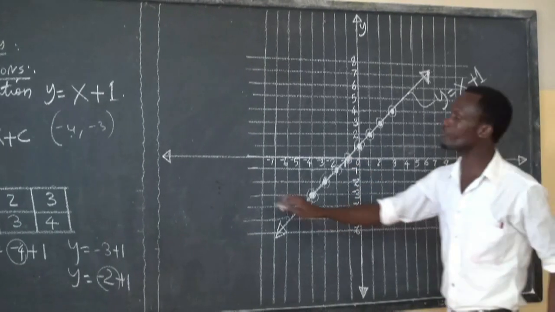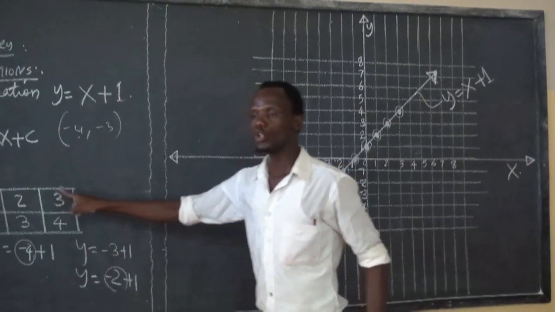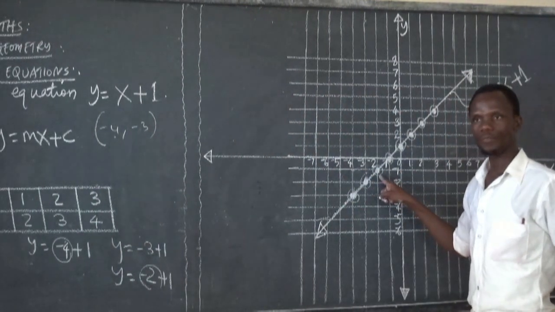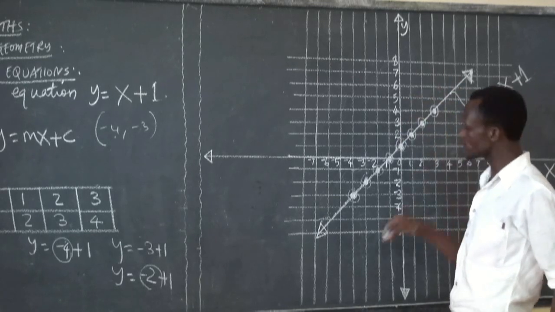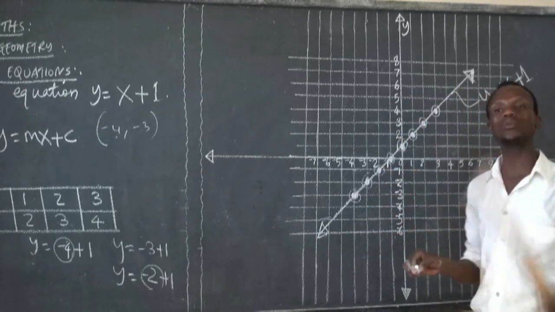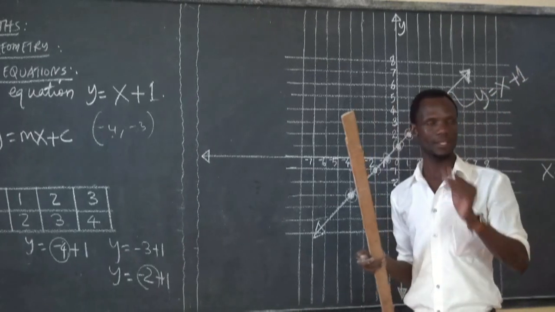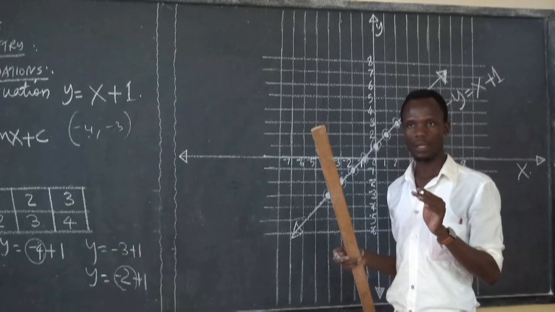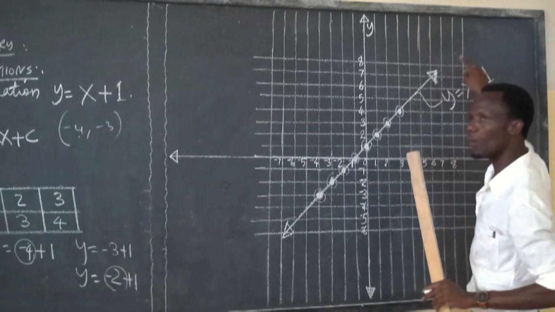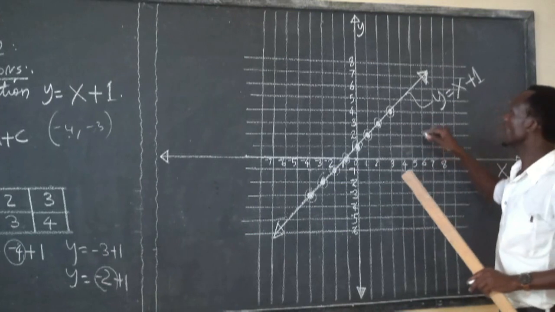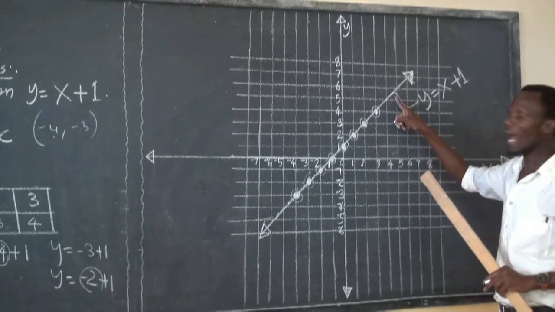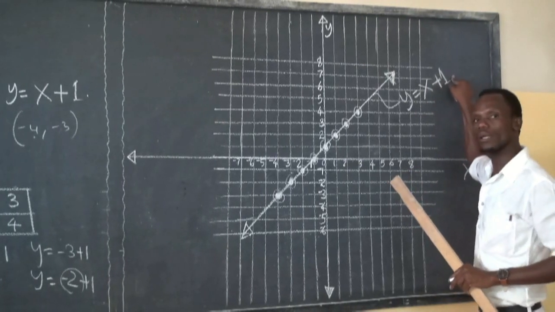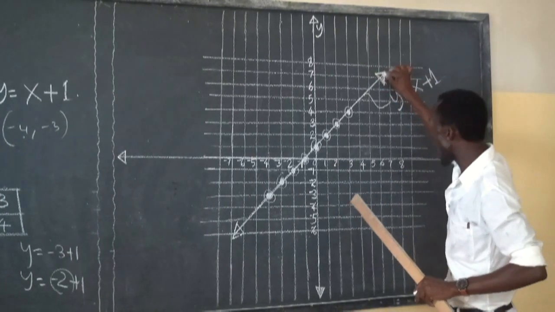Now, after you have located these points, every point is located in your graph. After you have located all the points, you join them using a ruler because it is a straight line. Don't use your bare hands. Just use a ruler. Then you draw a line, you join those points. After you have joined the points, you label that line. Now that line is y is equal to x plus 1. And you show it by an arrow.